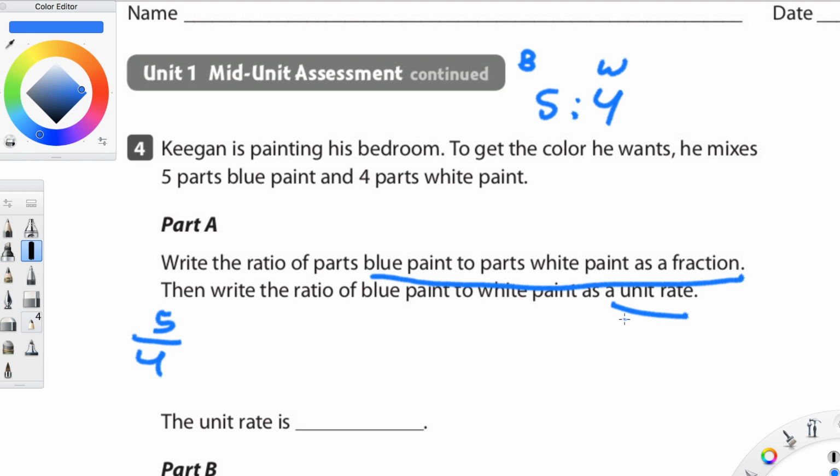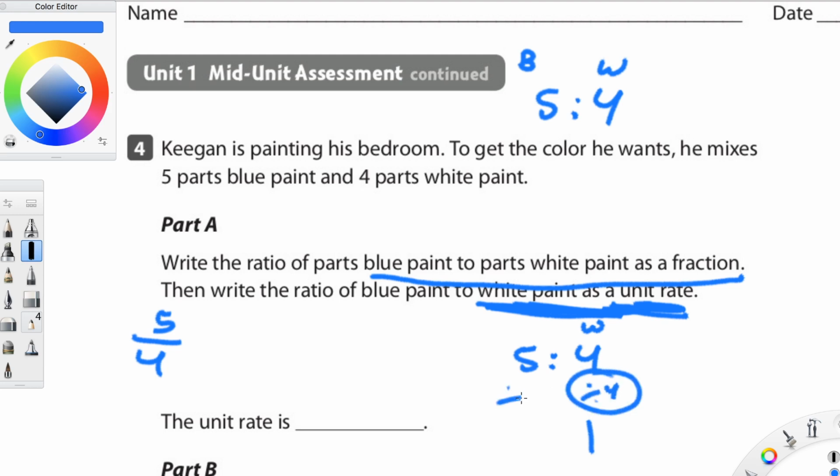It's going to be tricky. So white paint is my second word, so white paint is going to be the one that I need to find one for the unit rate. So it's going to be 5 to 4, and I need to make the 4 into a 1. So this white one needs to be a 1. I divide it by 4. I divide the 5 by 4. That's the part that's going to be tricky.